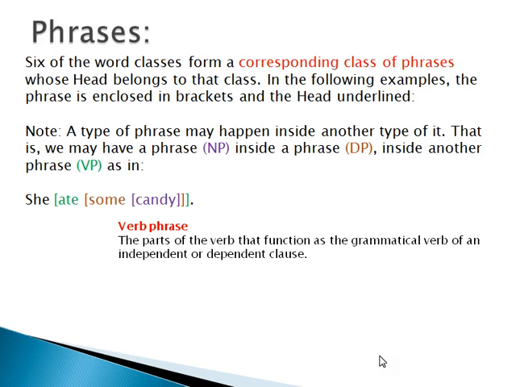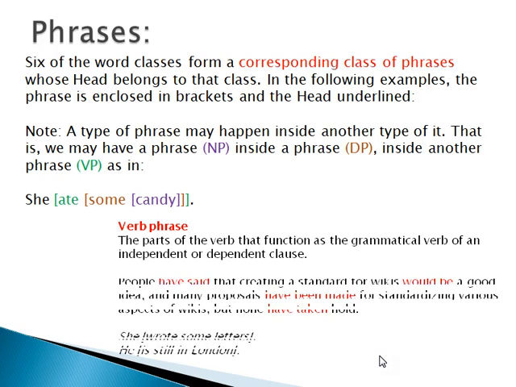Okay? So, let's take an example in a long period. People have said that creating a standard for wikis would be a good idea, and many proposals have been made for standardizing various aspects of wikis, but none have taken hold. Here I have three clauses. Yeah? We have dependent and independent clauses, like the clause after and. Many proposals have been made for standardizing various aspects of wikis.